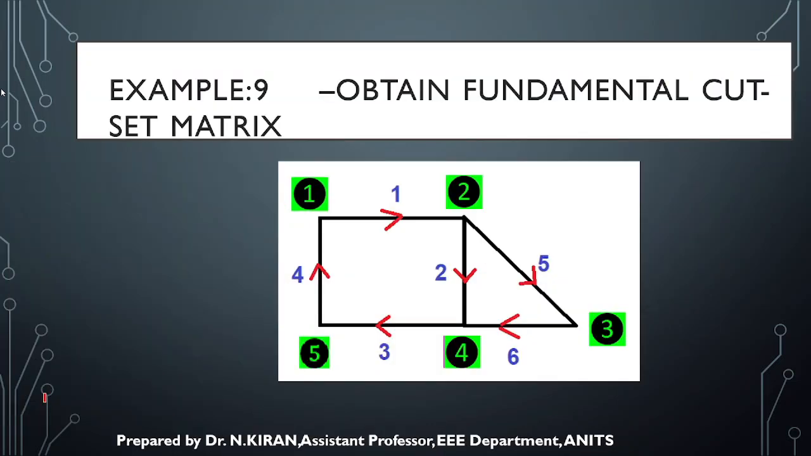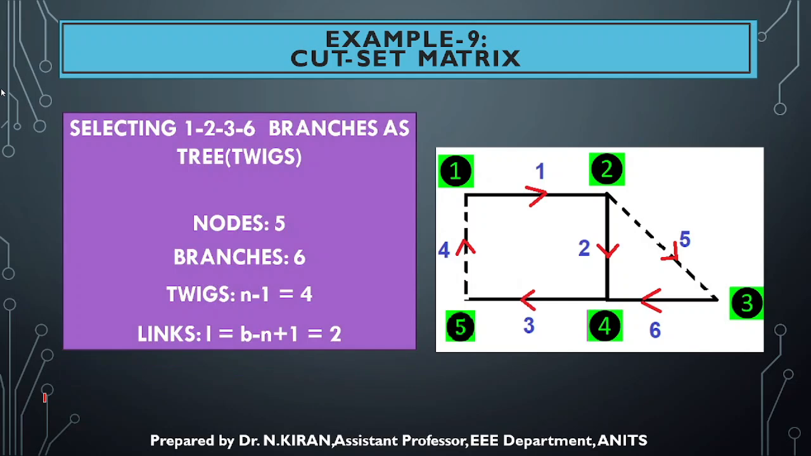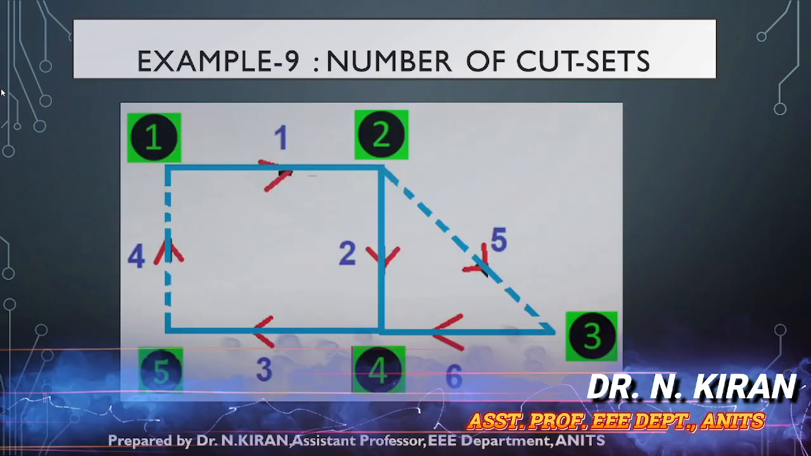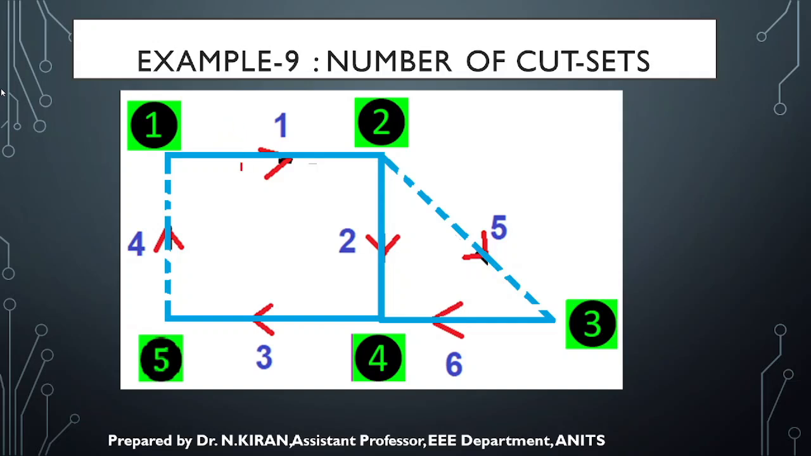The next example. Here also, consider branches 1, 2, 3, 6 as the tree, and the remaining are considered as links. Since I have four twigs, 1, 2, 3 and 6, the number of cut sets will also be 4. First let me consider the first twig, so I can draw a cut set in this manner. It is fine, it is not violating our rule. The rule is it should cut only one twig and any number of links.